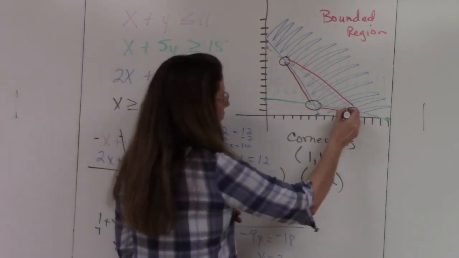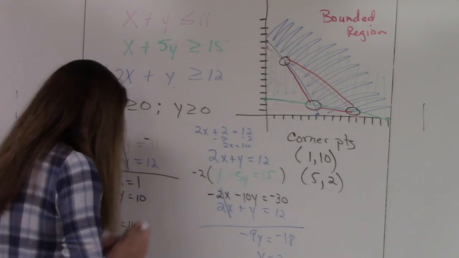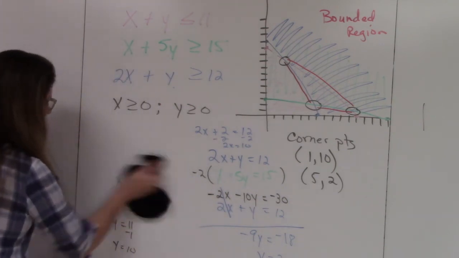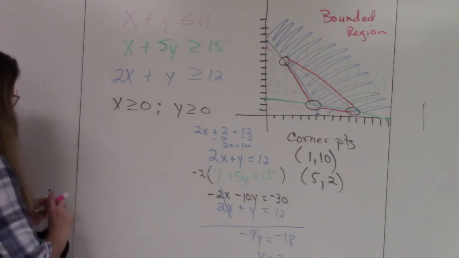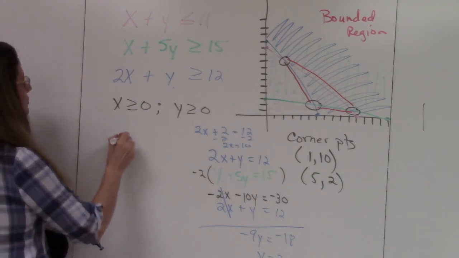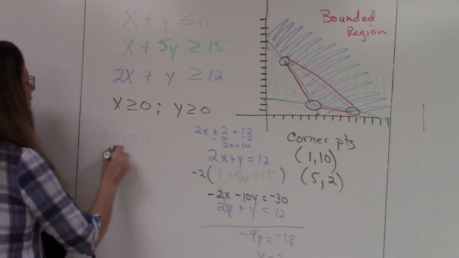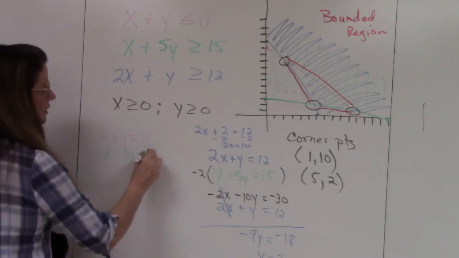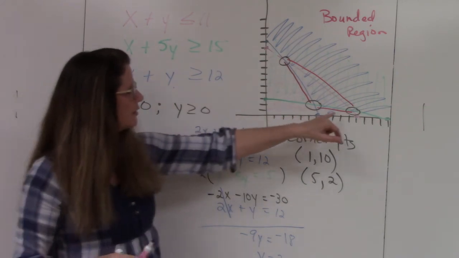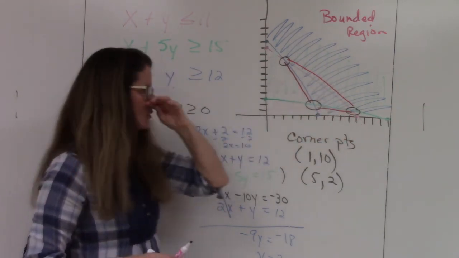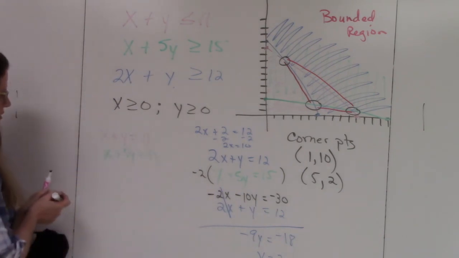Okay, last corner point is the pink and the green. So the pink, I'm going to do it over here again. The pink is x plus y equals 11. The green is x plus 5y equals 11. And you notice the fact that I have different color lines really helps in identifying what the corner point is and which two equations I'm working with.